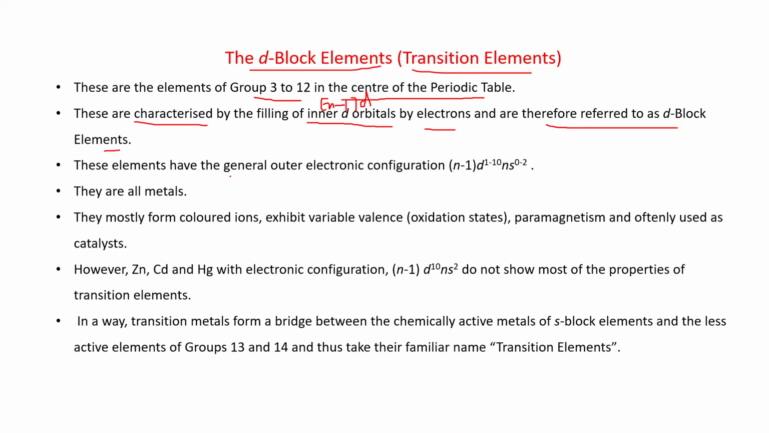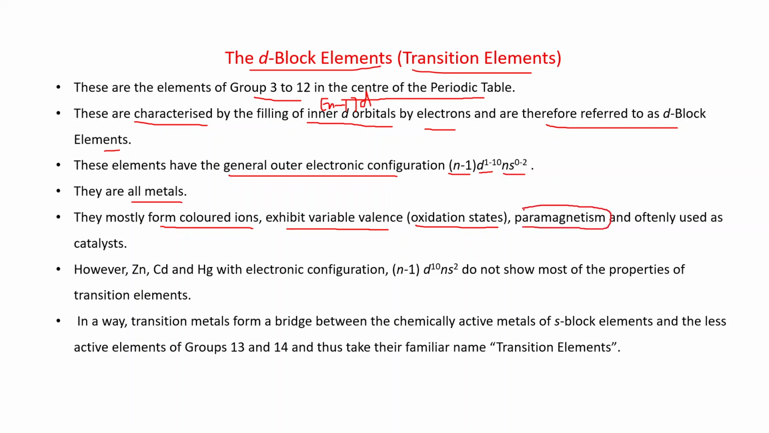These elements have the general outer electronic configuration (n-1)d 1 to 10 ns 0 to 2. They are all metals. They mostly form colored ions, exhibit variable valency, that is more than one valency, and valency is also known as oxidation state, but there are differences between valency and oxidation state which we will discuss in a later chapter.